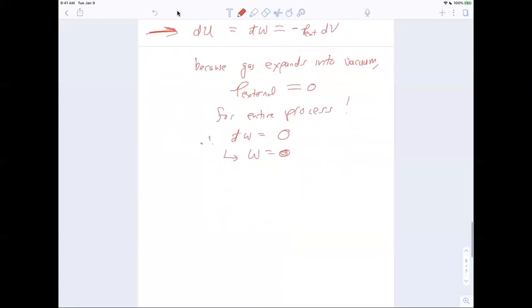So in this case, dU, which is equal to dq plus dw, but we know dq and dw are both 0. This is a case where the internal energy of our system remains the same. There is no change. So even though we have this expansion, the internal energy of the system doesn't change. And so what kind of a system is this?